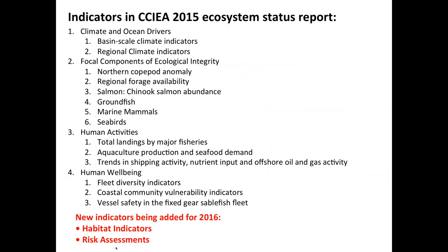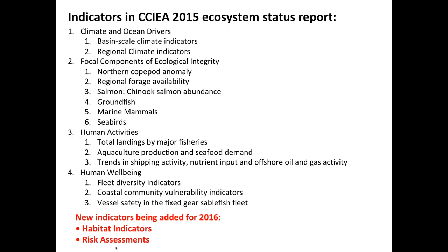So the indicators that were in last year's ecosystem report, the 20-page report that we presented to the council, are listed here. The four main categories are climate and ocean drivers, focal components of ecological integrity, human activities, and human well-being. Each of those has a number of indicators within them. And we are adding two new indicators for the presentation this March, and that's habitat indicators and risk assessments. So over the period of working with the IEA, we've been able to slowly develop further and further as resources allow.